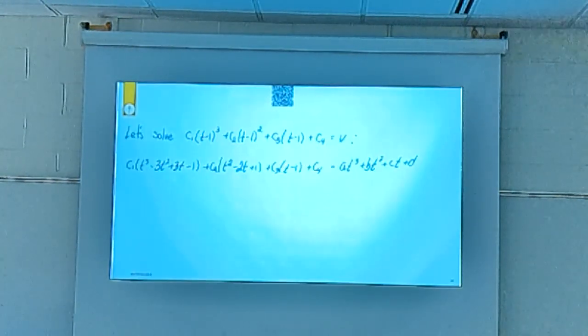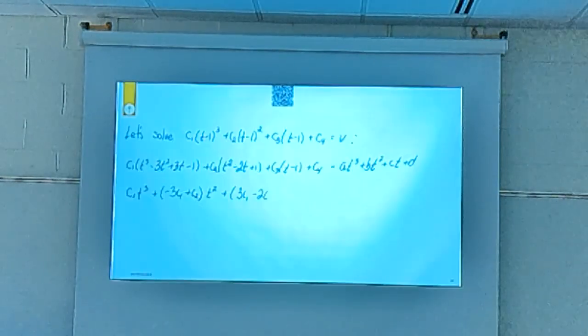Right? And then gather all of your like terms together. In this case, I'm doing like terms in terms of the t cubes and all that. For t cubed, there's only a 1. T squared, negative 3c1 plus c2. T, 3c1 minus 2c2 plus c3. Then negative c1 plus c2 minus c3 plus c4.